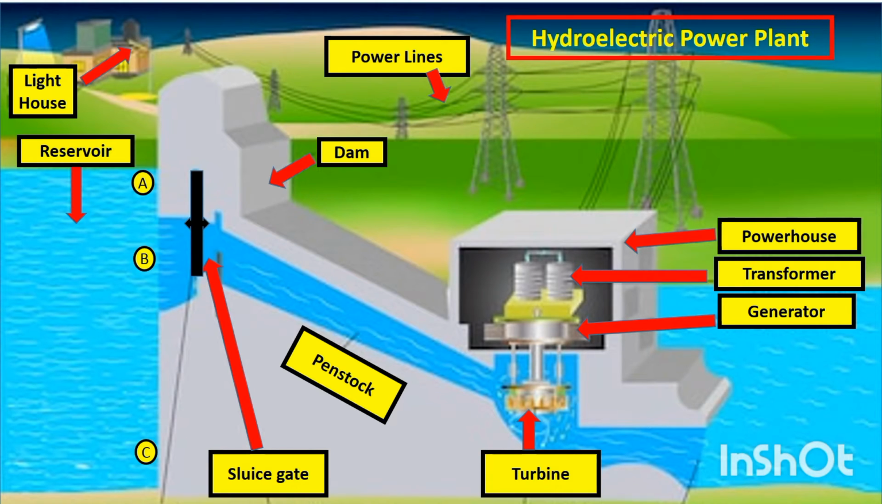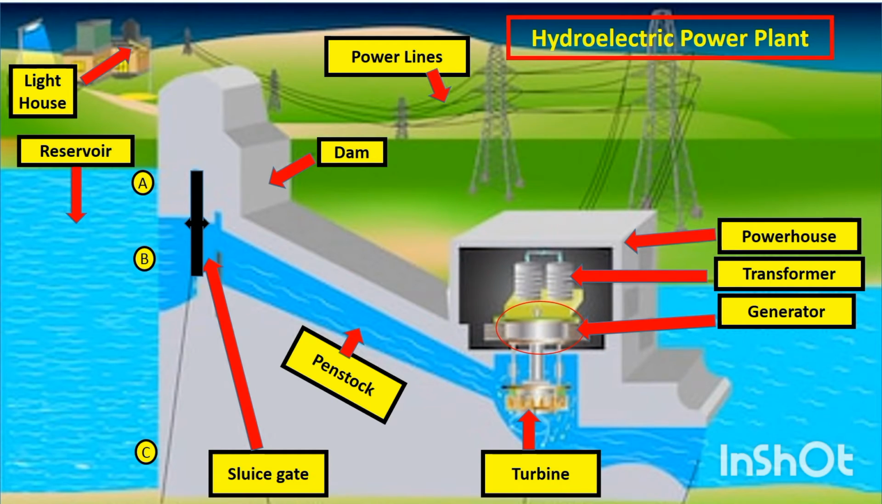Dam has sluice gate at point B. Sluice gate is a control gate which controls the exit of the water. This underground pipeline is a penstock through which water flows after opening the sluice gate. A turbine is fixed at the bottom of dam which is connected to the generator in this powerhouse.